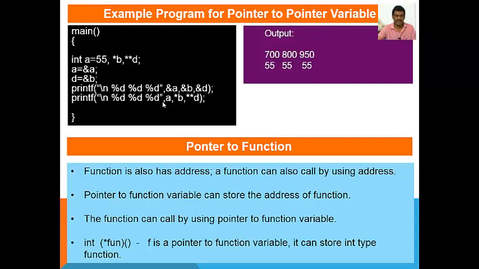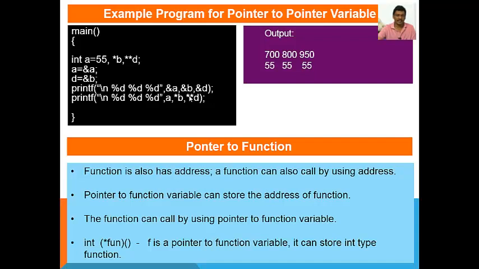The next line, just we put a. If we put a, it displays 55. What is b? B equal to ampersand a, that is, the address of a is stored in b. Just b refers to 700. If we put star b, the value at 700 is 55. What is d? D is 950, that is, it stores the address of b. So d is 950, and star d, the value at 950, is 800.